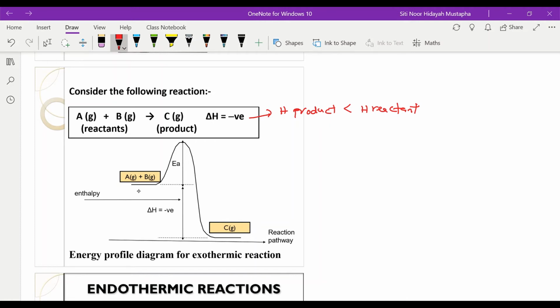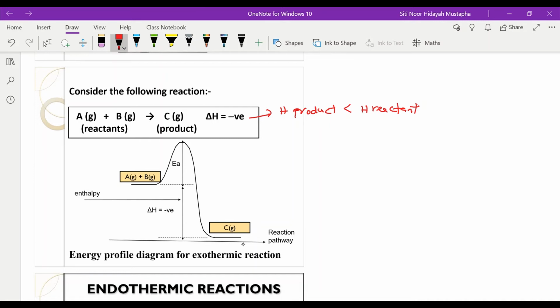You start from here, you have A and B, your reactants have a certain energy level. Alright, and then the energy will increase above the EA, or activation energy. So that is when it comes to the maximum, or it crosses over the EA, so it can produce a product over here.